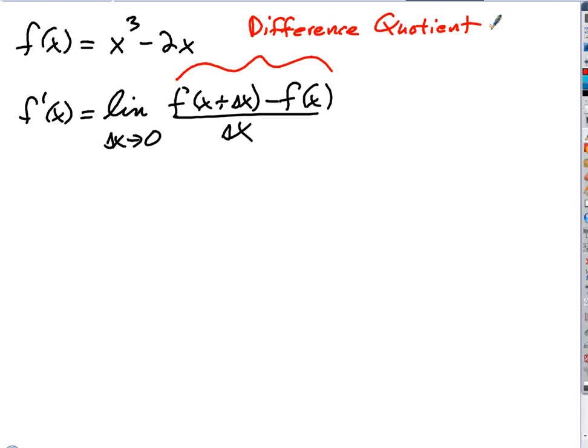Okay, so the slope of a secant line we define as the difference quotient. I don't care if you know that. It's not a big deal, but that's what people might call it.